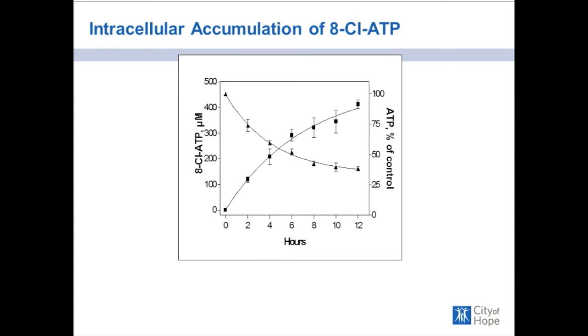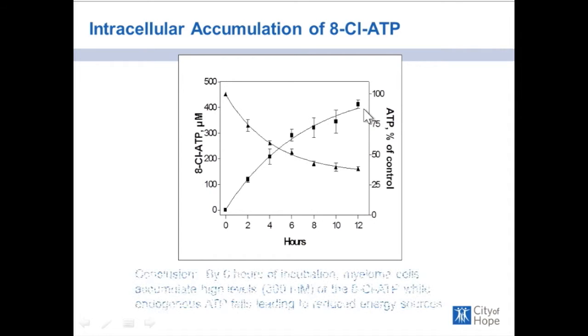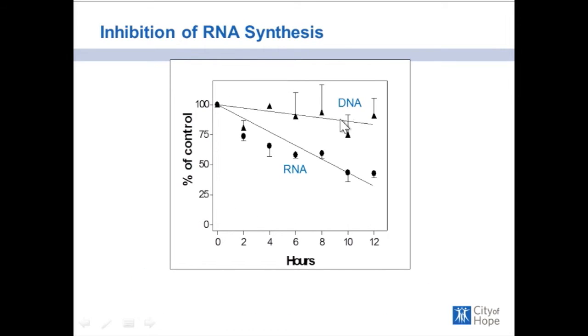And it incorporates into RNA, and at the same time, it depletes normal ATP levels. So here you see the decline of normal ATP levels. You see the rise in 8-chloro-ATP in the cell. And it has very little effect on DNA, in contrast to all the other nucleoside analogs that are used in the clinic, but has a profound effect on shutting off RNA production. And so cells don't have to be replicating in order for it to work. And most of the cancer cells aren't replicating very fast.